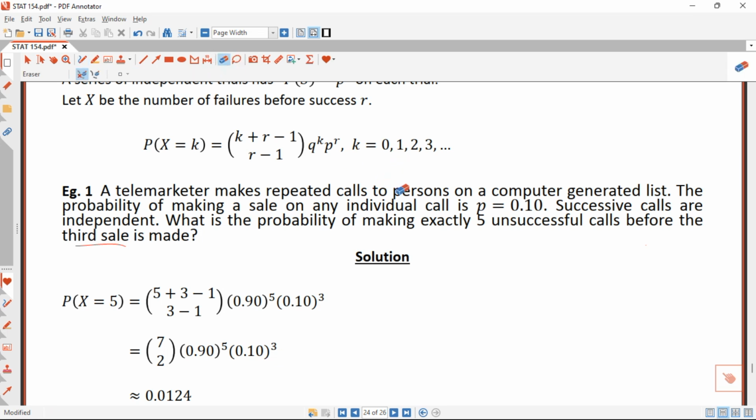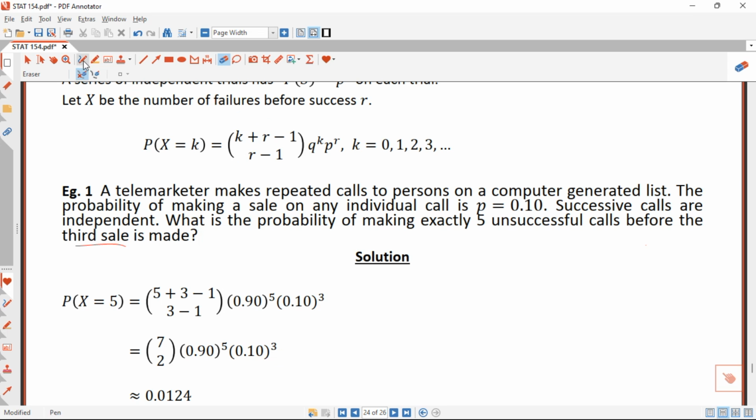Make repeated calls to persons on a computer-generated list. The probability of making a sale on any individual call is p = 0.10. Successive calls are independent. What is the probability of making exactly 5 unsuccessful calls before the third sale is made?